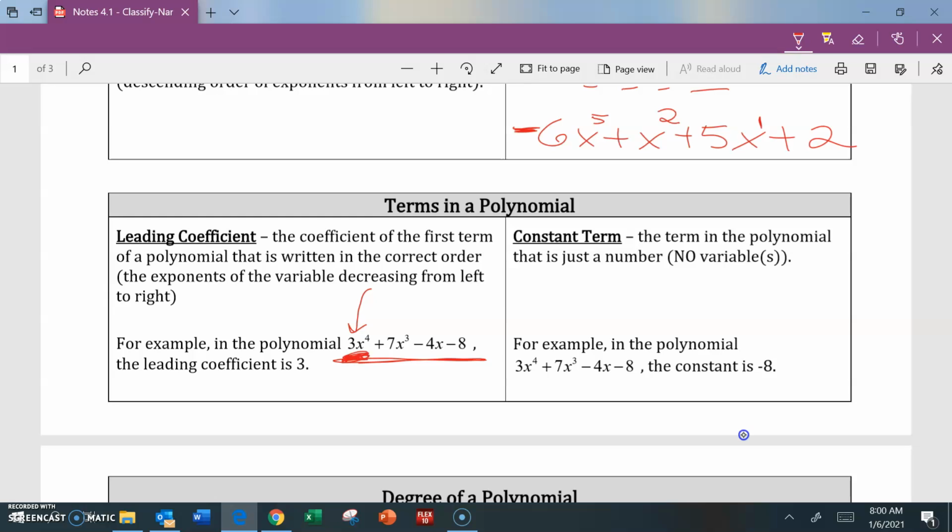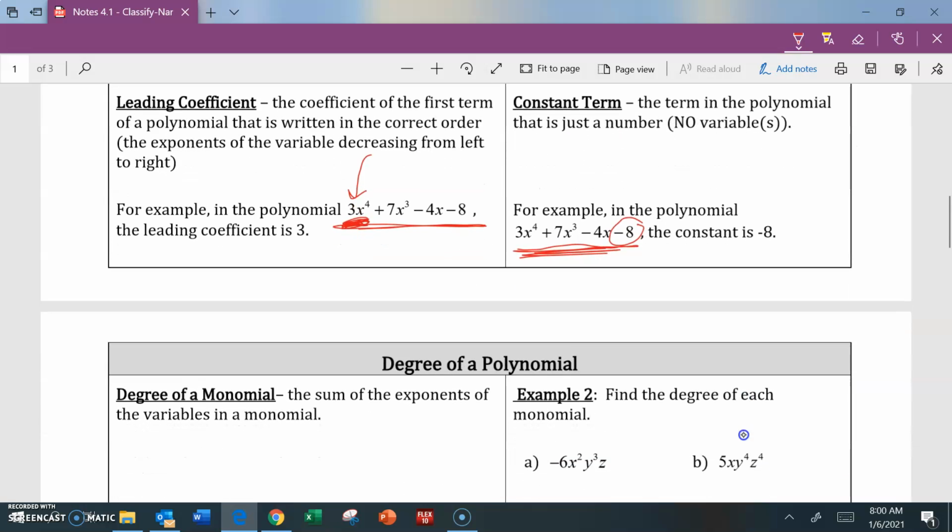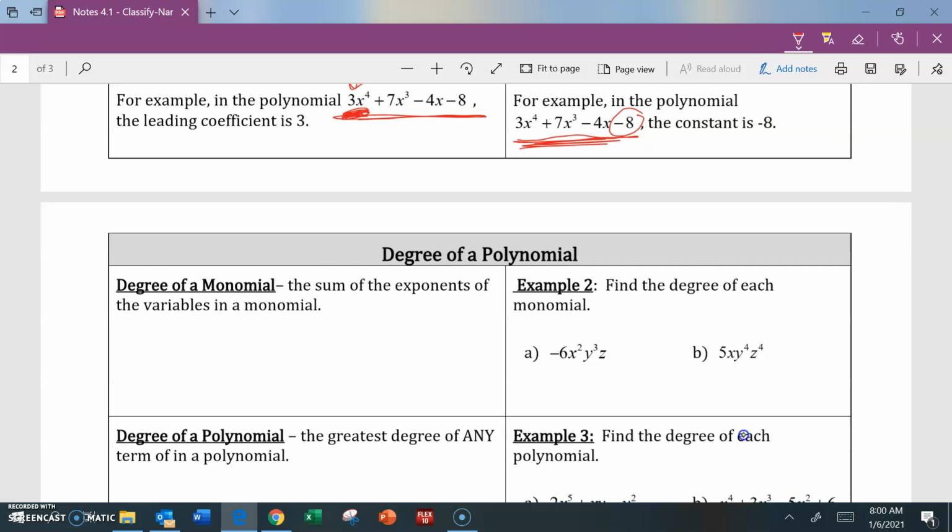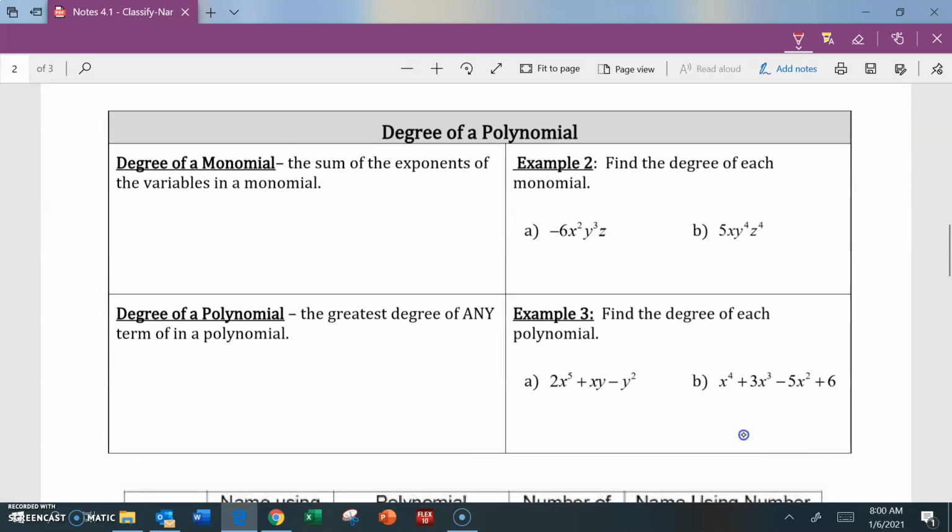And then in the same example, negative 8, my bad, negative 8 is called your constant. So that is still part of the polynomial. It's a term, but it just doesn't have that variable, okay? All right, so if we go on to the next page, the last thing really that we're going to review from Algebra 1 is the degree.